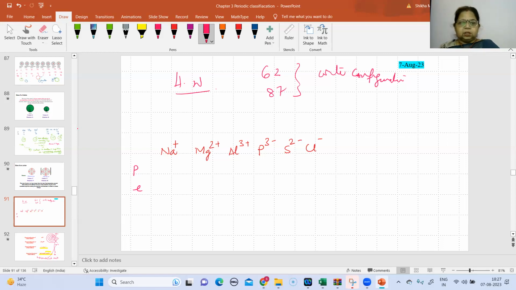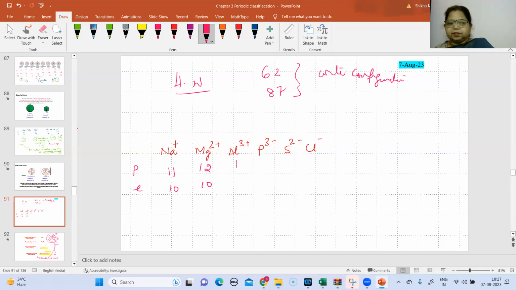Ria, quickly tell me what are the number of protons and electrons in sodium? 11 protons. 11, and electron number is? I'm saying if protons are 11, electrons are? 10, ma'am, because it's positive. Okay, good. Shweta, what about magnesium 2 plus? Protons will be 12 and electrons will be 10.